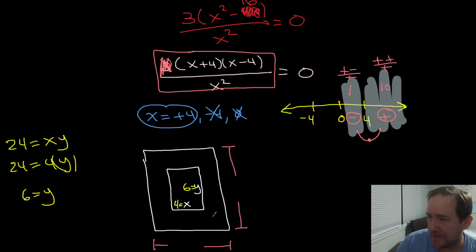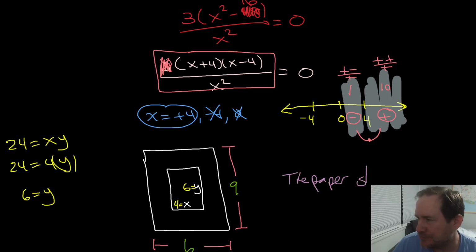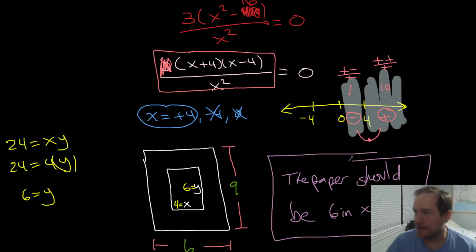Which is still not the right value. We're looking for the values of these dimensions. So don't forget, this dimension was x plus 2, and 4 plus 2 says that that outer dimension of our piece of paper wants to be 6. And the vertical dimension was y plus 3. And if y is 6, then 6 plus 3 says this dimension should be 9. So our final answer here should be that the paper should be 6 inches by 9 inches. That's it. Another problem down.